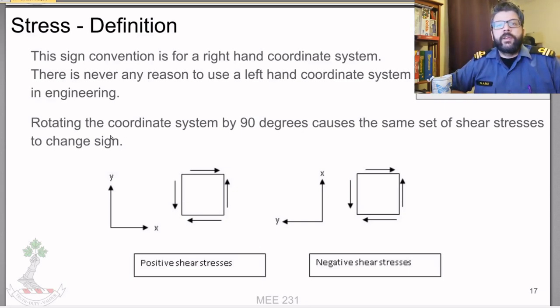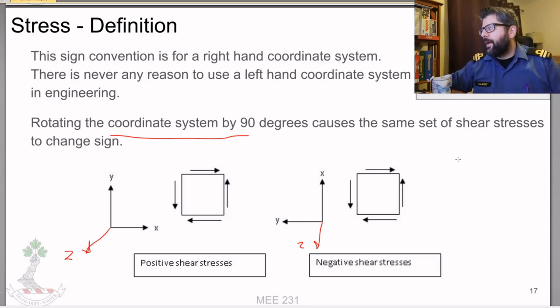The problem is that rotating your coordinate system by 90 degrees, which you're totally allowed to do as long as you're consistent, both of these are perfectly valid coordinate systems. Unfortunately, they will cause the same set of shear to change sign. So you need to keep your coordinate system consistent when you're analyzing shear. Otherwise, you will mess things up.